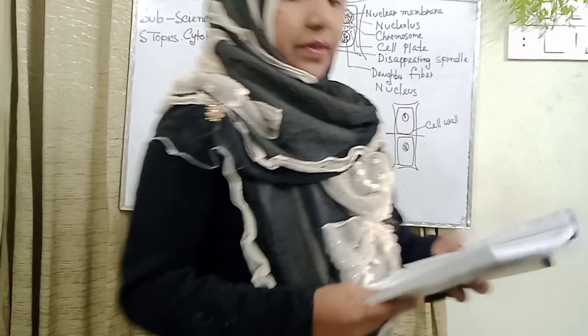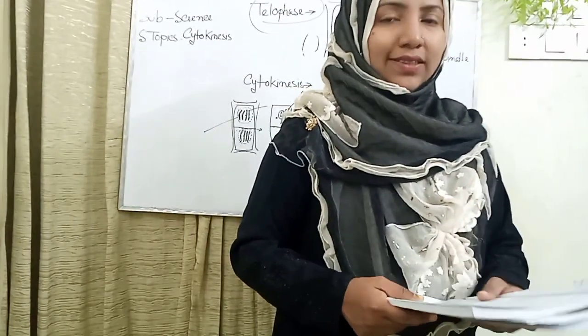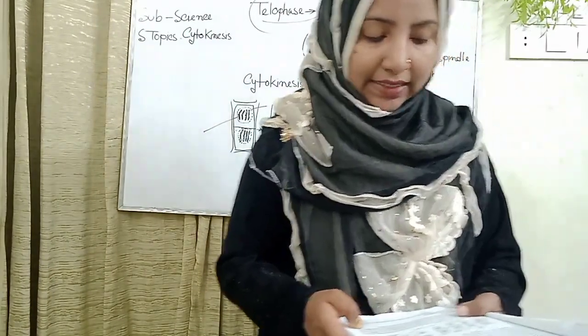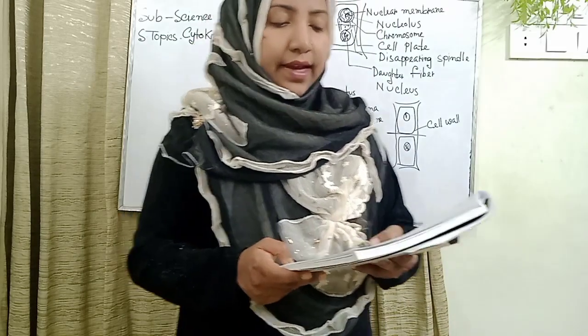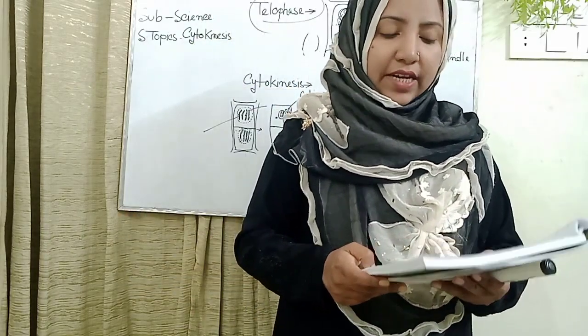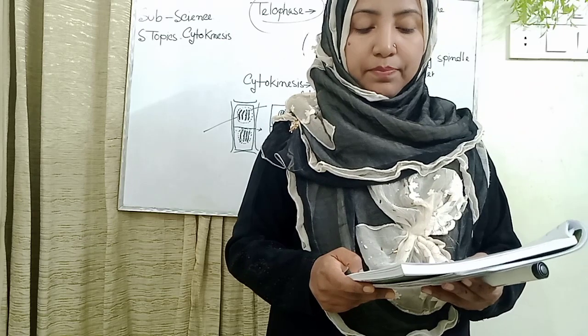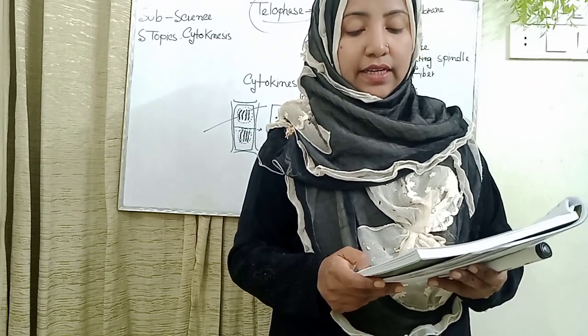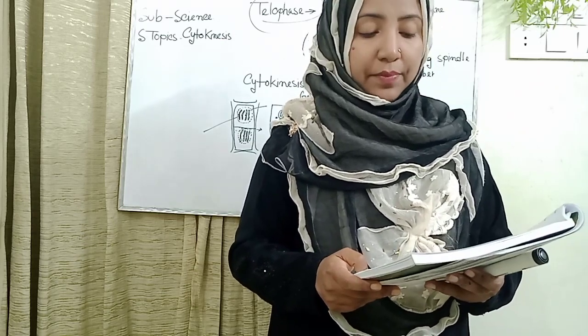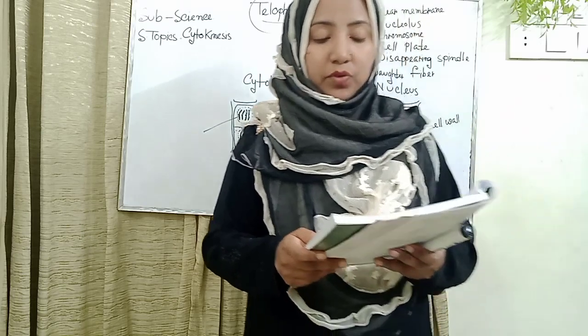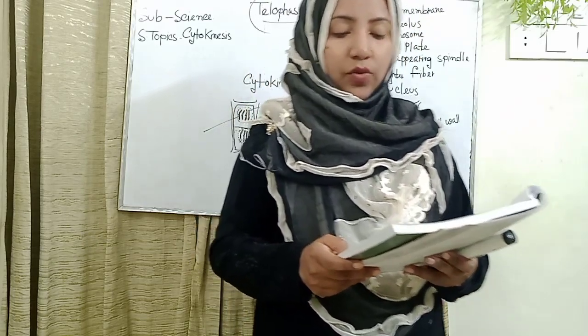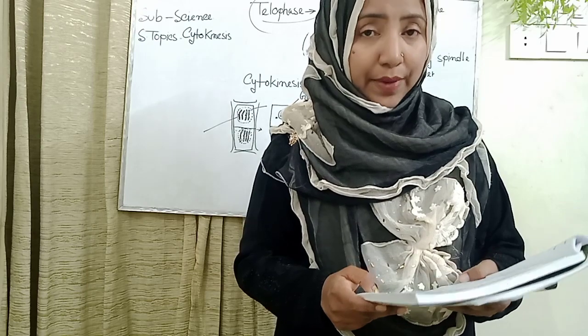My dear students, please everyone see the books. What's the meaning of cytokinesis? At the end of telophase, cytokinesis starts in plant cells. The equatorial region of the spindle apparatus gradually becomes wide and touches the cell wall, and the fibers disappear.